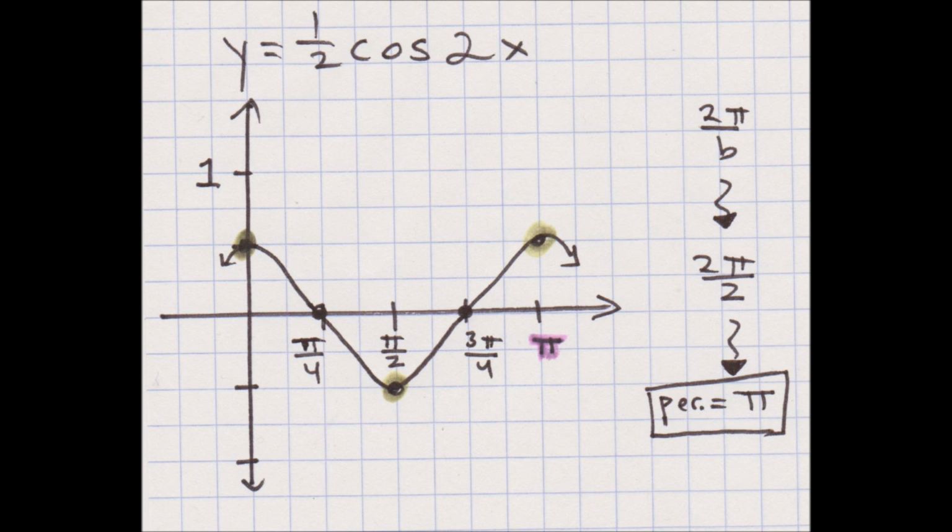The graph still has to have 5 points, so we split the period into 5 parts: 0, pi over 4, pi over 2, 3 pi over 4, and pi. The a, or the half part again, affects the amplitude. So in this case, for cosine, instead of initially going up 1, we go up 1/2. Then we go down to 0, then down 1/2.